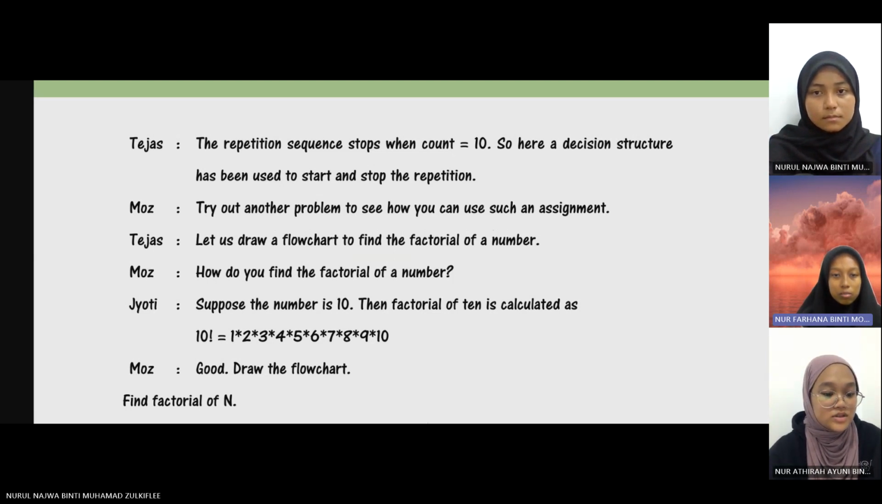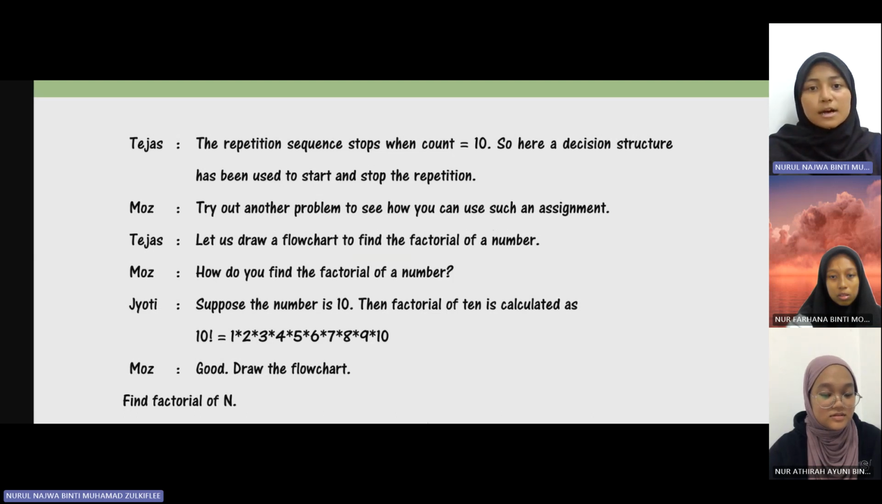Let us draw a flowchart to find the factorial of a number. How do you find the factorial of a number? Suppose the number is 10, then factorial of 10 is calculated as 1 multiplied by 2 multiplied by 3 multiplied by 4 multiplied by 5 multiplied by 6 multiplied by 7 multiplied by 8 multiplied by 9 and multiplied by 10.